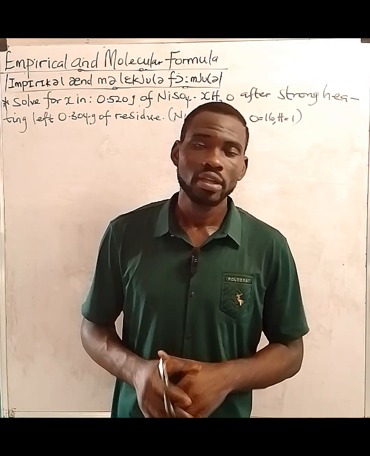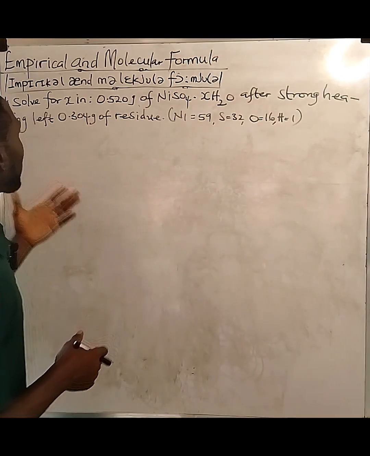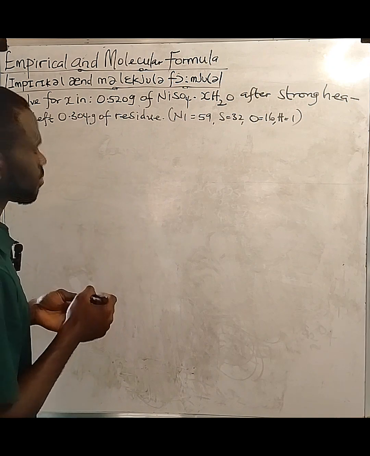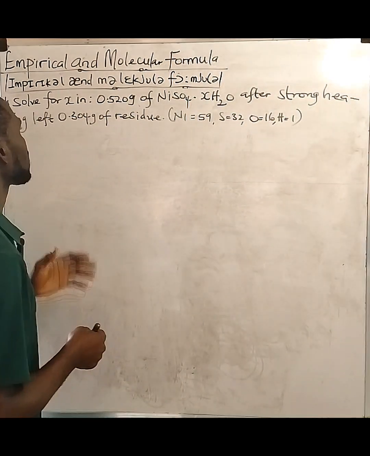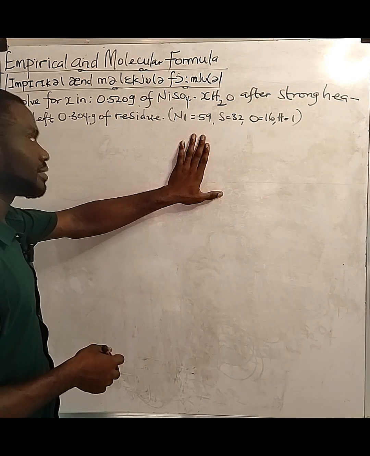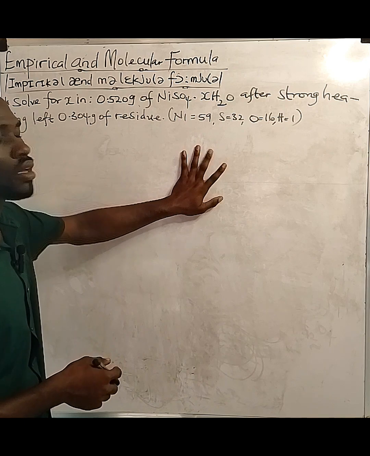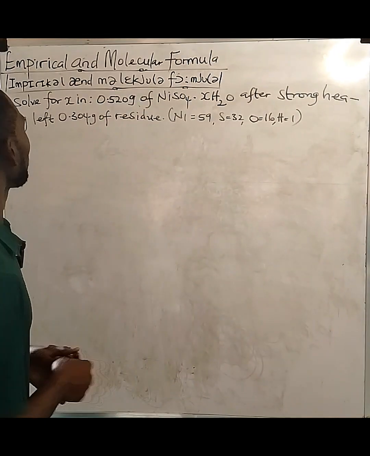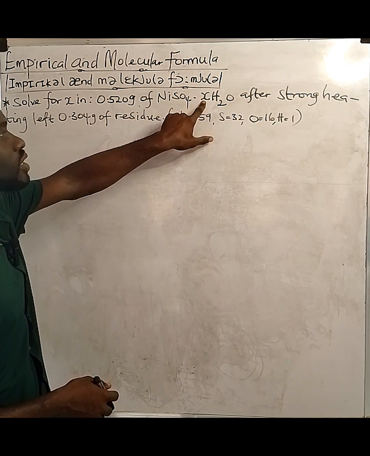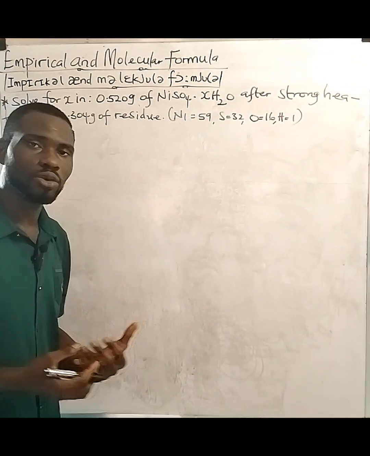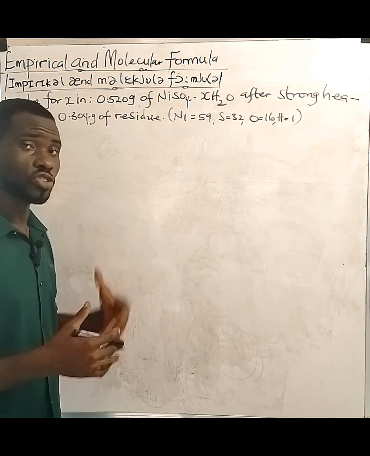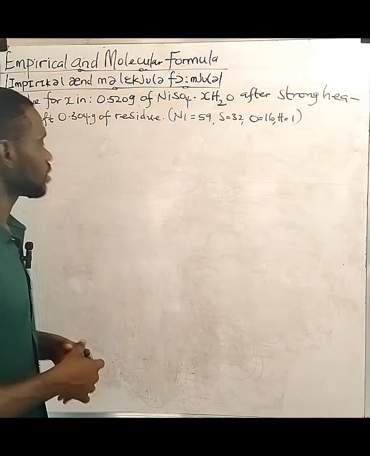Okay, let's quickly solve the second question. Sulfur X in 0.520 gram of nickel sulfate with some water of crystals. After strong heating, it left 0.304 gram of residue. Nickel has an atomic mass of 59, sulfur is 32, oxygen 16, H, which is hydrogen, is 1. So we're asked to get the amount of water of crystallization. That's the value of X here. How much water was left? Was it 5 molecules? Was it 10? Let's see. We're going to be using the empirical formula approach to solve this.